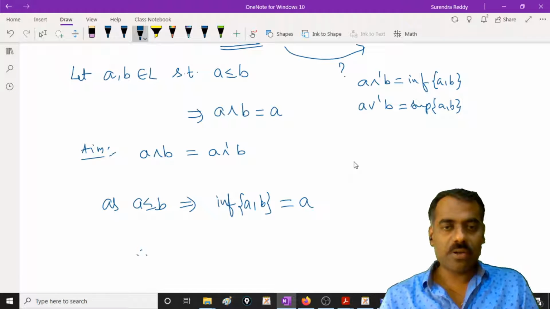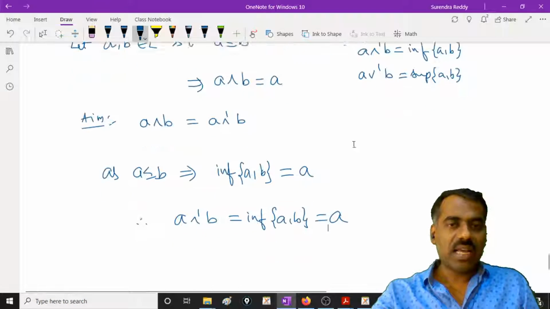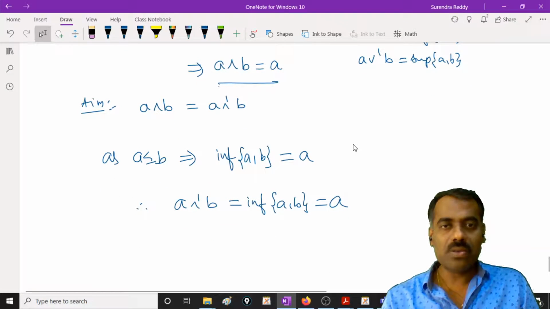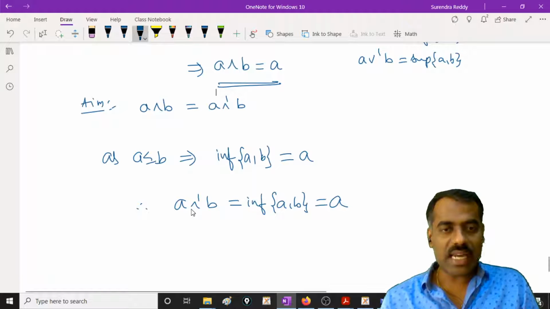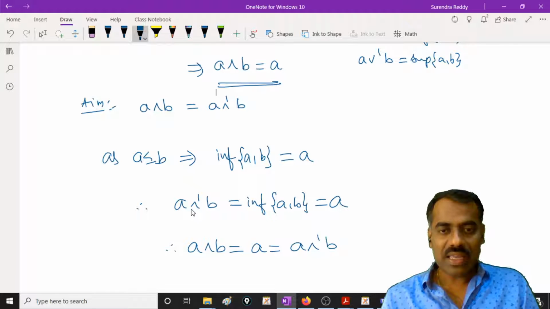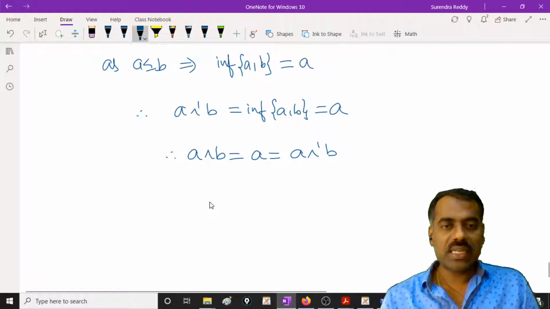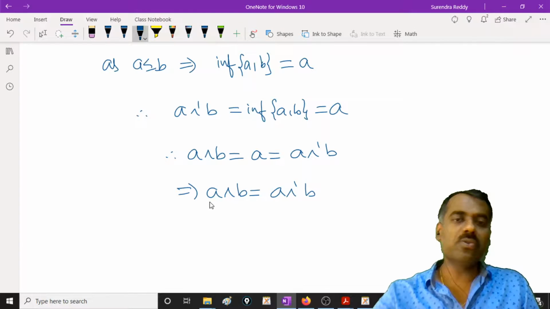So therefore a meet prime, I am just using this notation, is by definition the infimum of a, b, but in that case it is the same as a, and here we already have a meet b is equal to a, right? A meet b is equal to a or not? If we assume a is less than or equal to b, therefore a meet b is the same as a, and we also proved that a meet prime b is a. That proves that a meet b is the same as a meet prime b. Similarly you can prove the join using this relation.